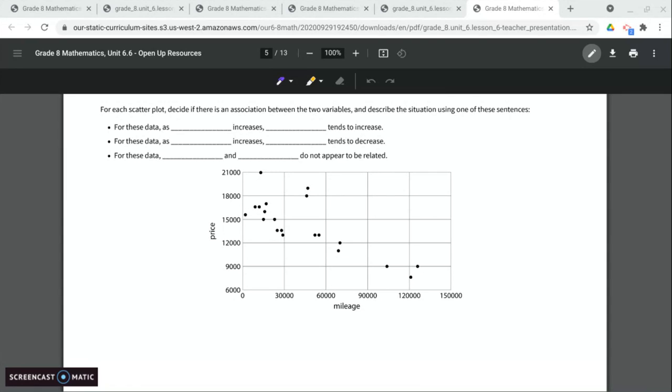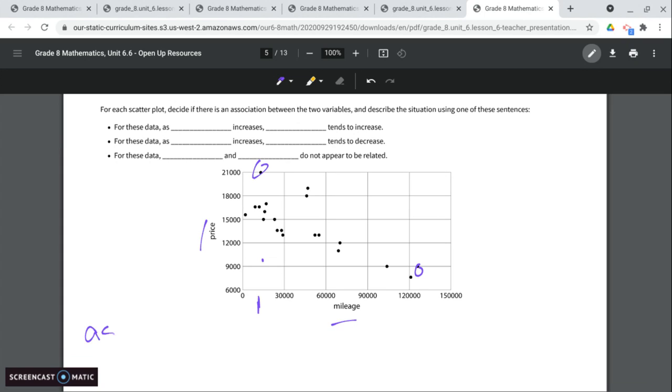For each scatter plot, decide if there's an association between the two variables and describe the situation using one of these sentences. Looking at this first one, we've got mileage and price. By the looks of it, the higher the mileage, the lower the cost, whereas the lower the mileage, the higher the cost. So as car mileage increases, the price tends to decrease.